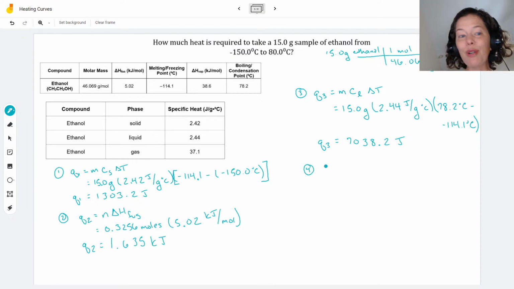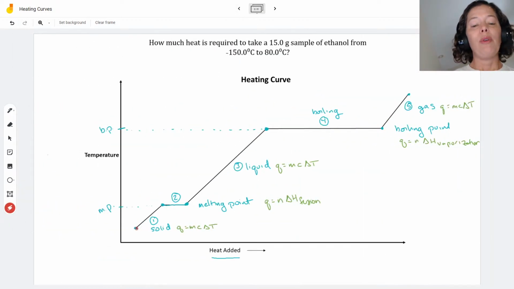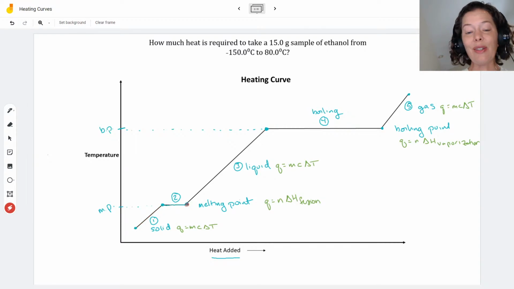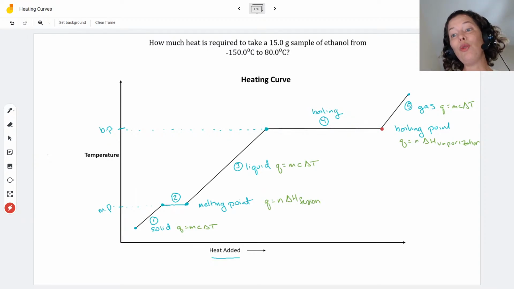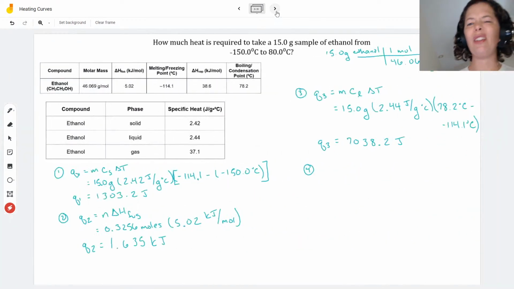Now let's look at our fourth step. Again, let's go back to our heating curve just so we know where we are. We took our cold solid, we heated to the melting point, then we melted it. So now we have liquid at the melting point. We heated it all the way to the boiling point, and now we are going to do another phase change. So we're going to keep putting heat in. There's no temperature change, and we are going to take that sample from a liquid to a gas. We are going to vaporize it, or boil it. We kind of use all these terms interchangeably.